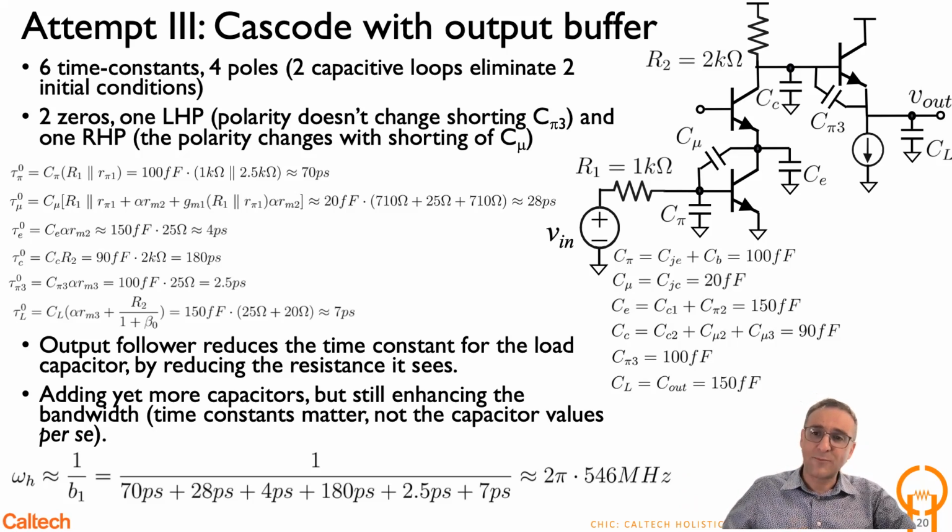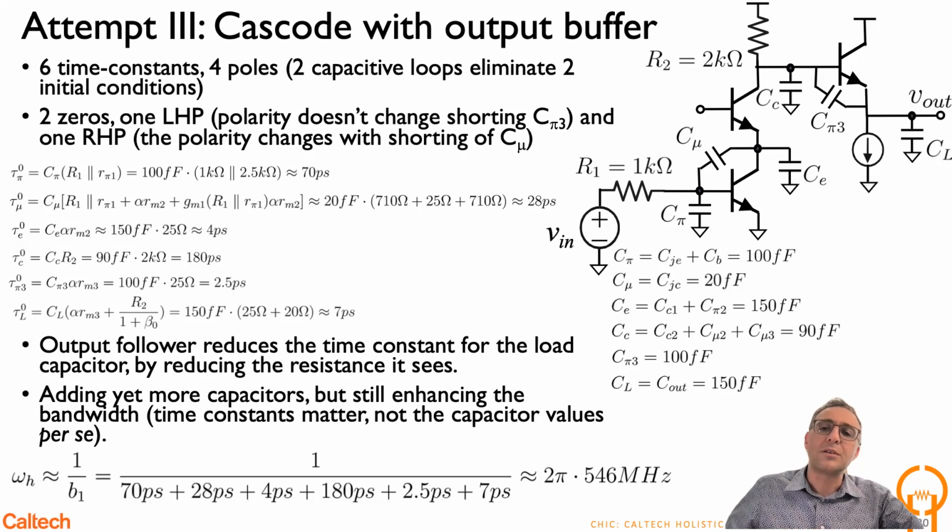So again, the same question: how many poles and how many zeros? Looking at this, you can see that you have 3 capacitors here, but you can only define 2 initial conditions because of the loop. And between CC, C pi 3 and CL, you have another capacitive loop of 3 capacitors. So there are 2 more initial conditions there. So you have a total of 4 initial conditions, so you can expect 4 poles.